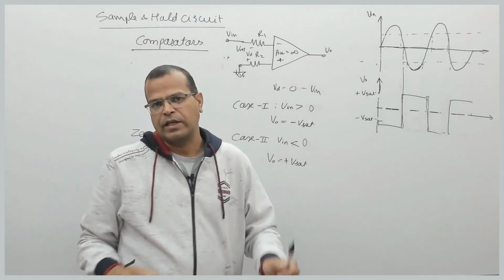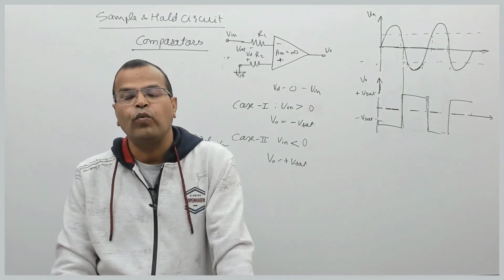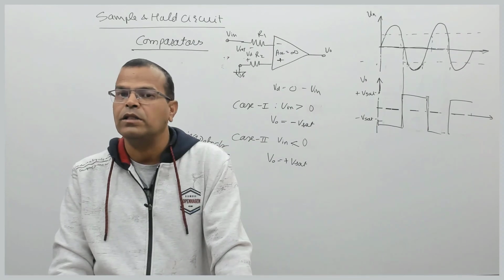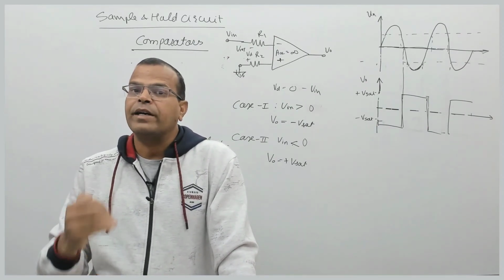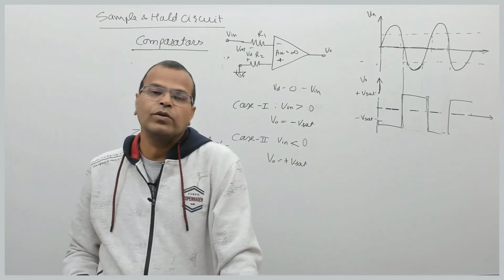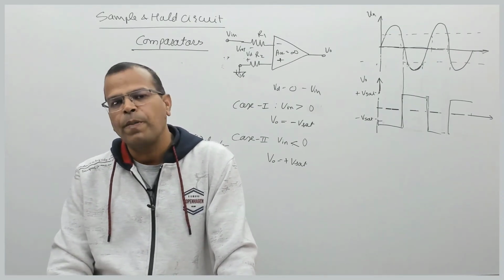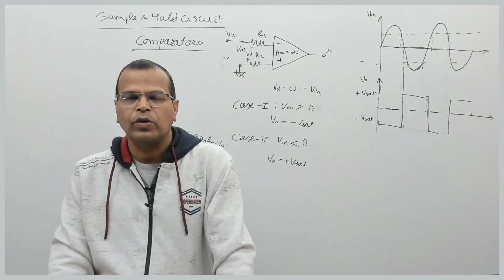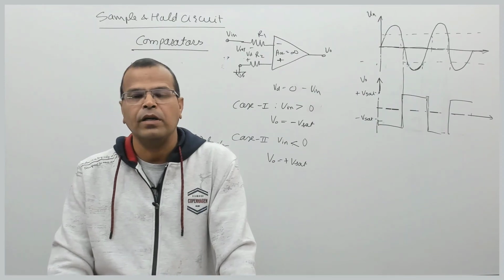In the next video, we will see a very important circuit, the regenerative comparator circuit, which is also called Schmitt trigger. But before that, we will see an example based on the zero crossing detector, that is, an example based on a comparator circuit.